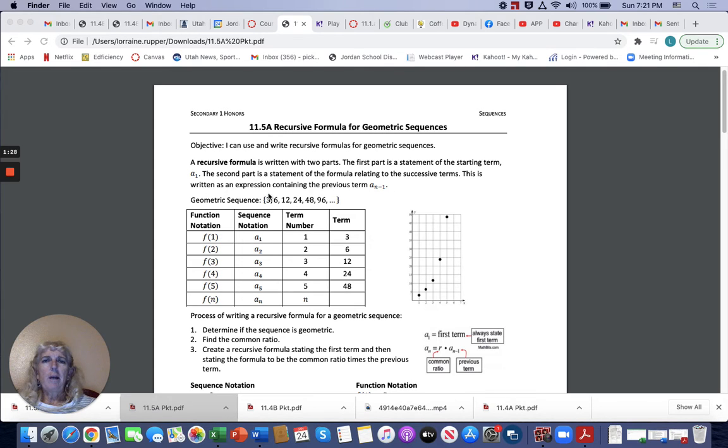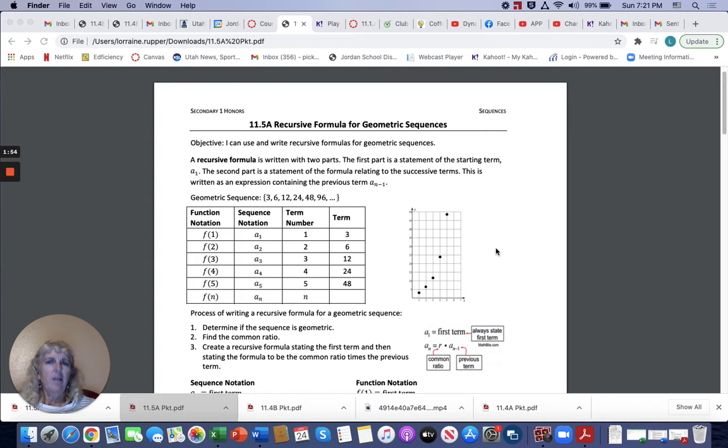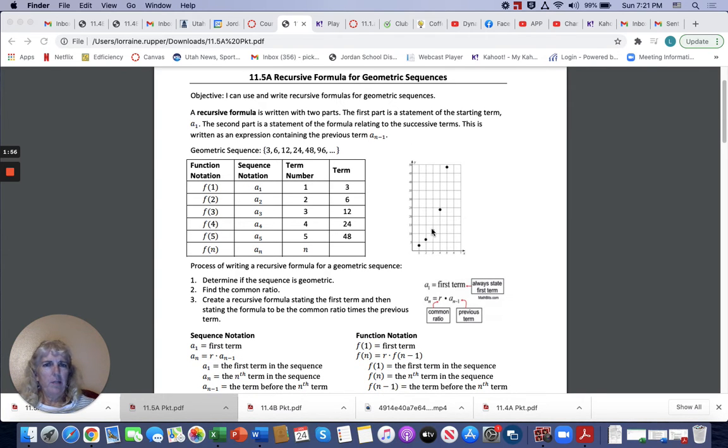So we're given a geometric sequence here. Here's the function notation, and here's the sequence notation, and here's the term number. So the first term is 3, second term is 6, third term is 12, and so forth through all of this. As you can see over here, it is graphed. Now, they didn't connect the points, but if they did, what type of graph would that be? And you're correct. That is going to be an exponential graph, which we just went over previously.